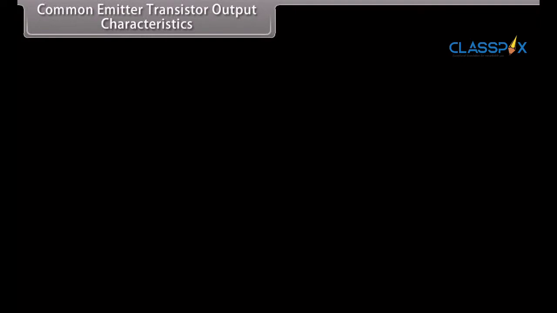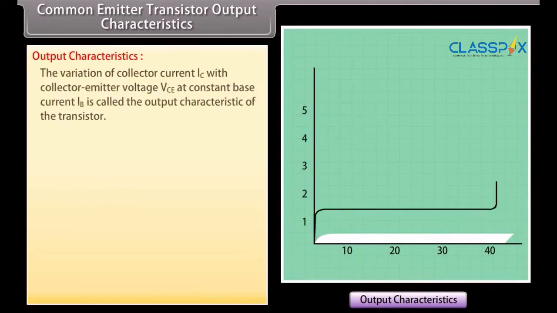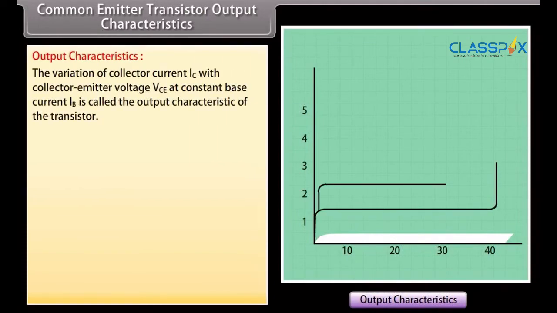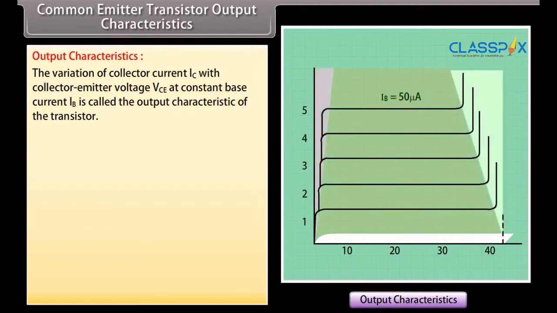Common emitter transistor output characteristics. Output characteristics. The variation of collector current IC with collector emitter voltage VCE at constant base current IB is called the output characteristic of the transistor.